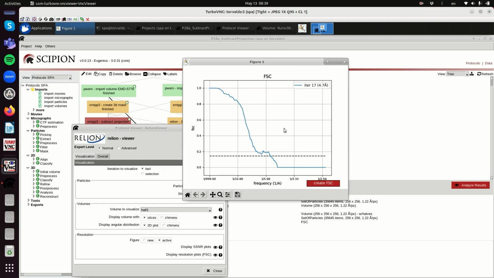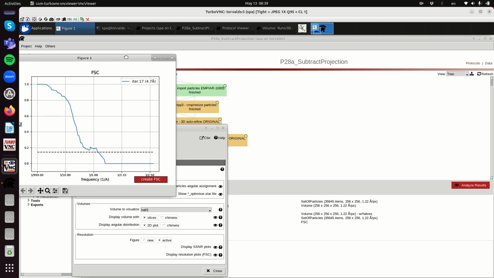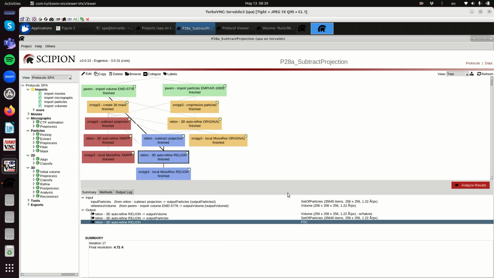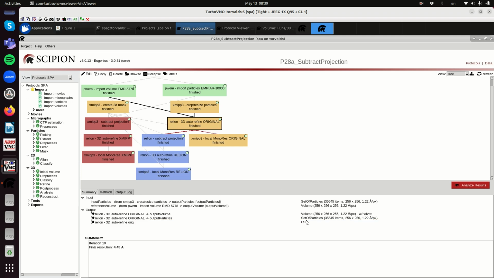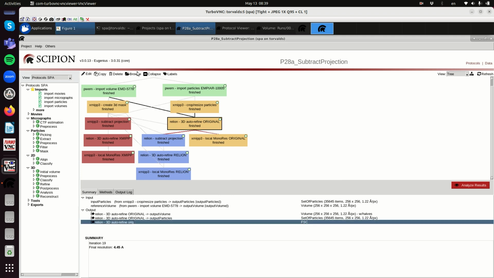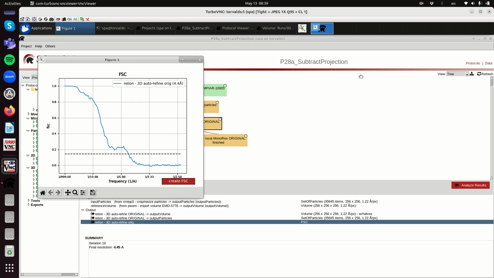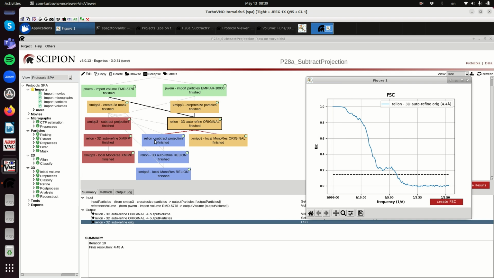Doesn't seem to be the case. We cannot show both at the same time, so let me try. No, this is not what I wanted. I wanted this one. It's hard to say because it is reusing the same image, so yeah, hard to say.